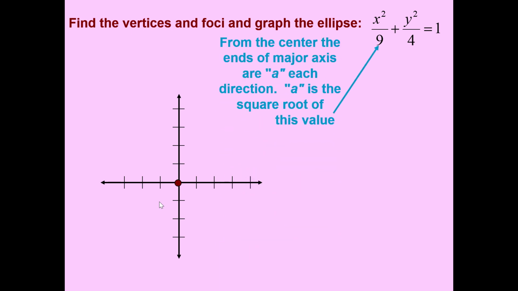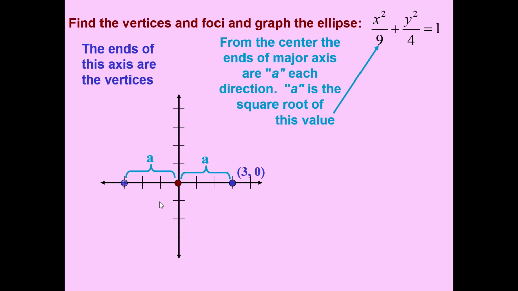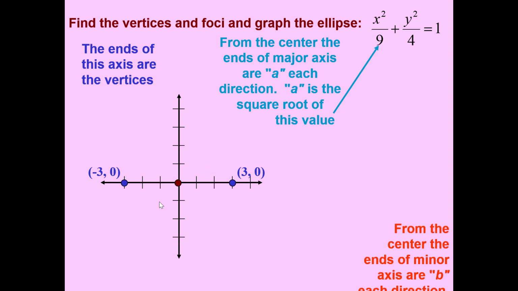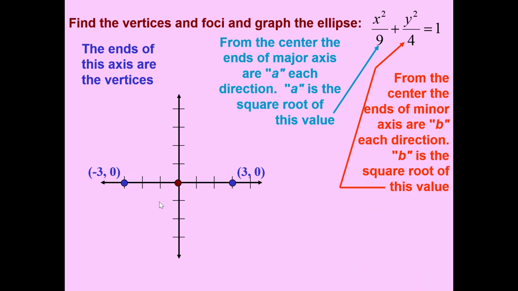In this case, the major axis is going to spread out over the x. We have 3 squared here, so a is 3. At the very ends are the vertices, here 3, 0, and negative 3, 0. And at the center there. From the center along the ends of the minor axis are b in each direction. So you're going to have b as the square root of 4, which is 2. Now you can draw your ellipse.